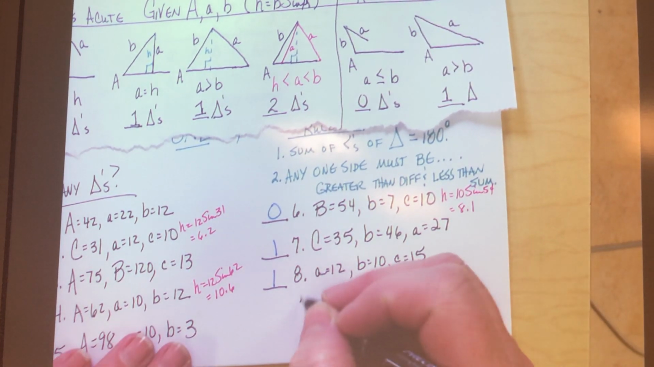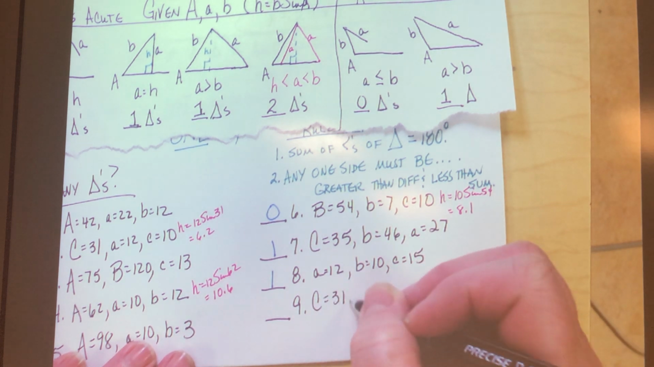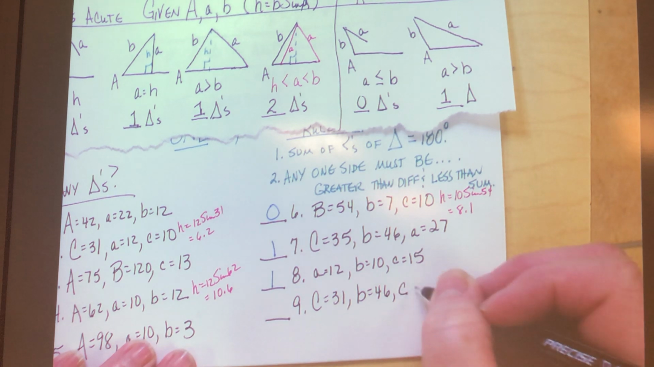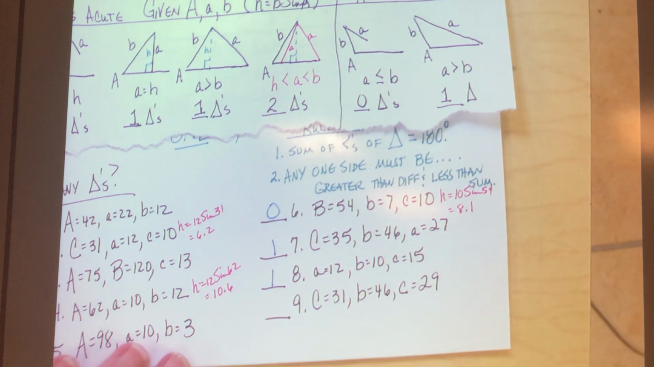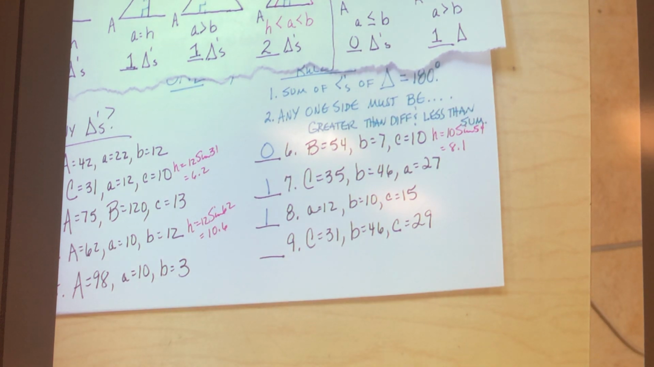So, number 9. Big C is equal to 31, little b is equal to 46, and little c is equal to 29. Don't say the answer out loud. Give everybody a chance to get it right. Are you going to work it? Yeah, I'm going to let you do it.